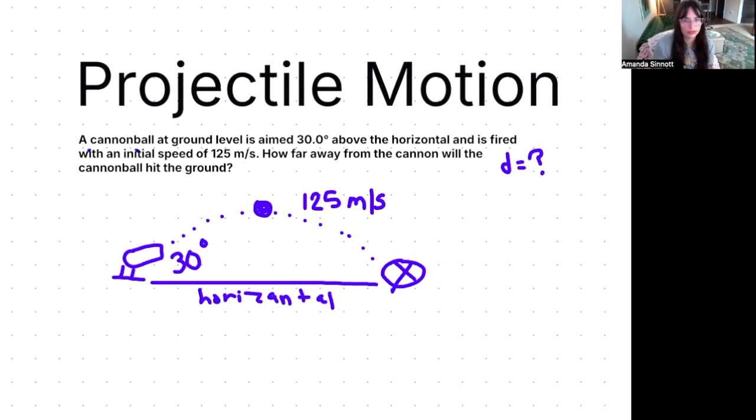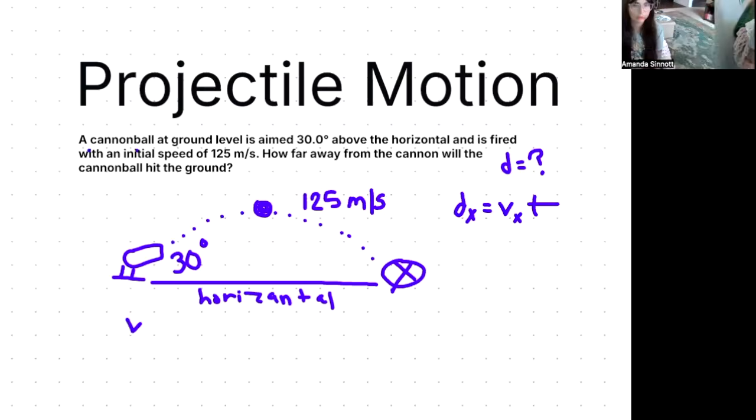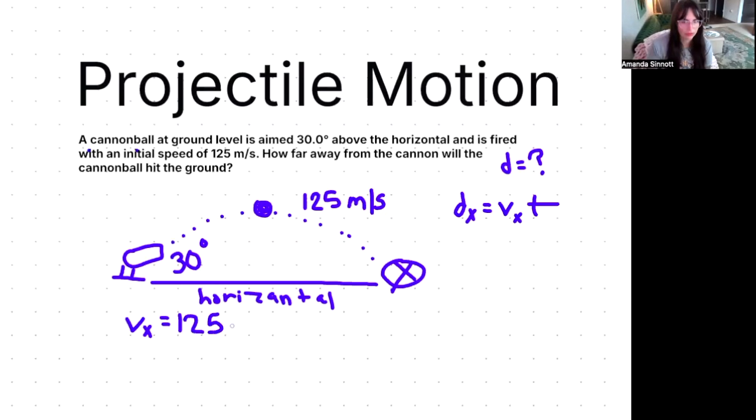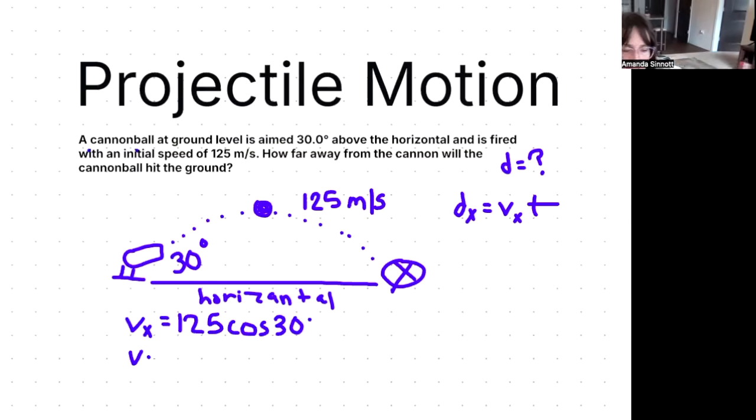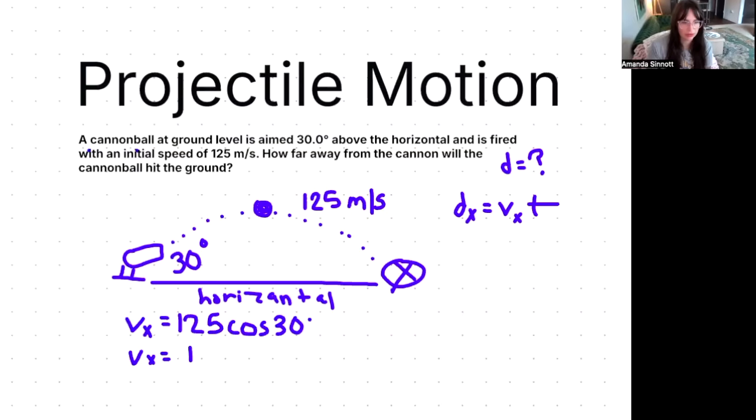Okay, so when we're looking for horizontal distance, we need this equation here, because we need to find the horizontal velocity and the time so that we can solve this. But we can find the horizontal velocity right away. Our horizontal velocity here is going to be Vx = 125 cosine 30 degrees. Put that in your calculator and you will get 108.3 meters per second.